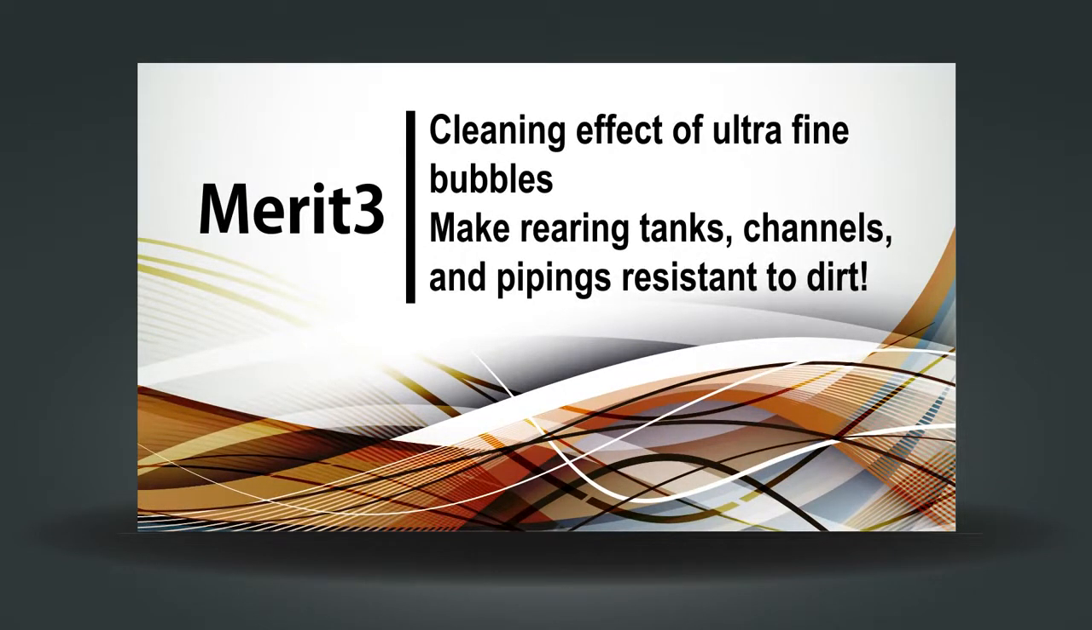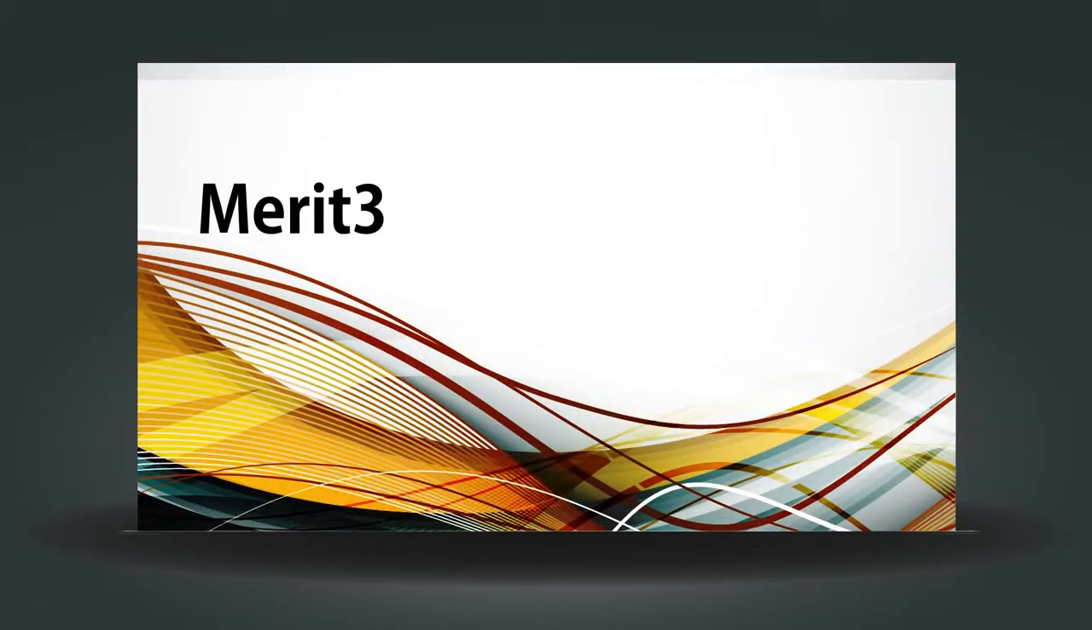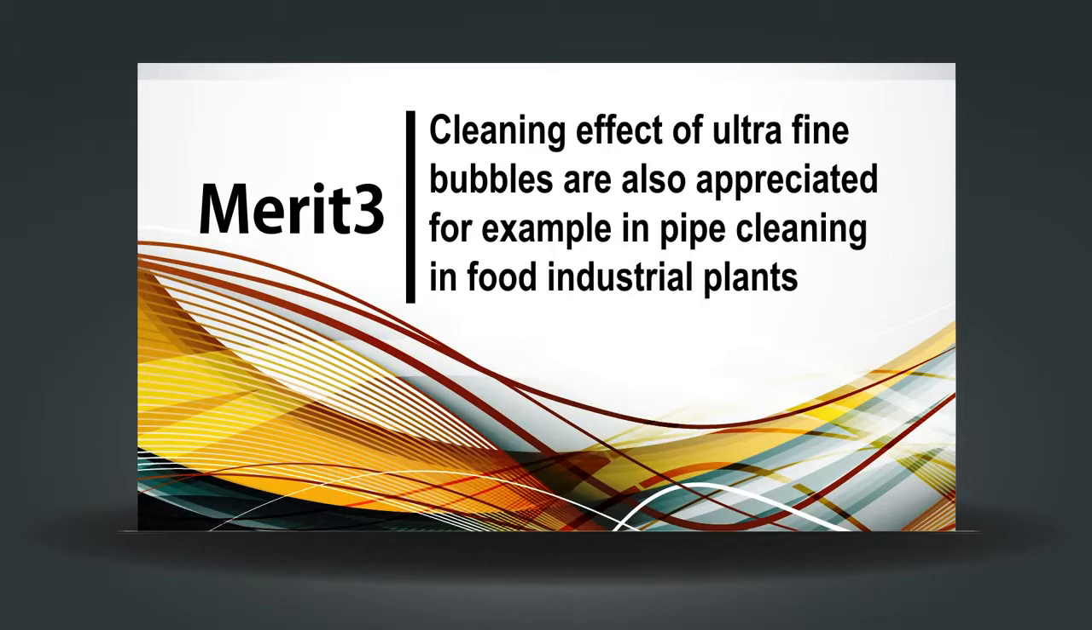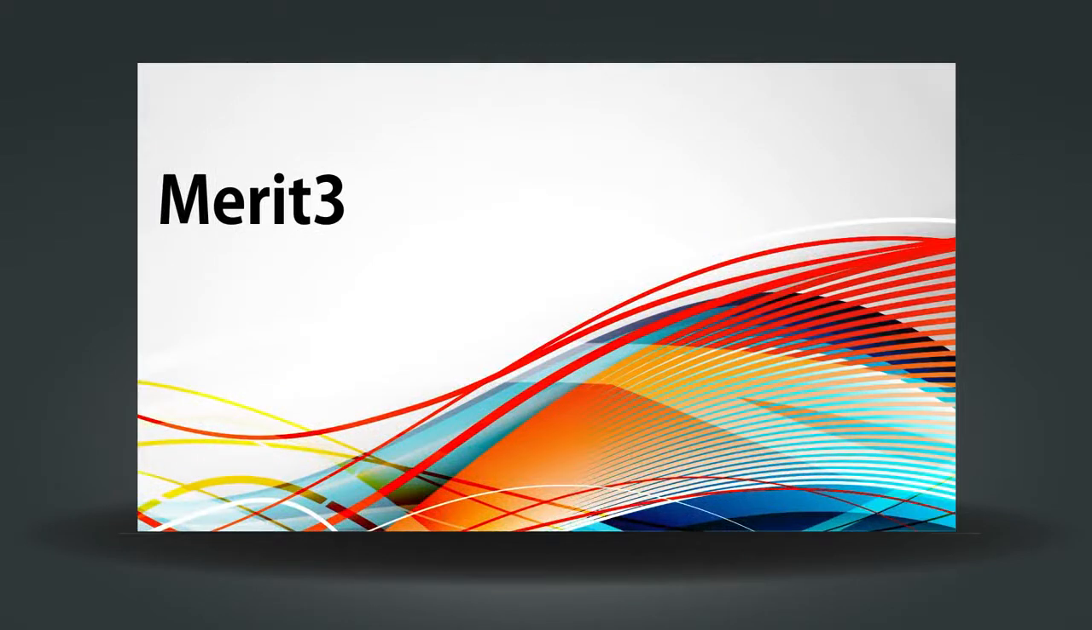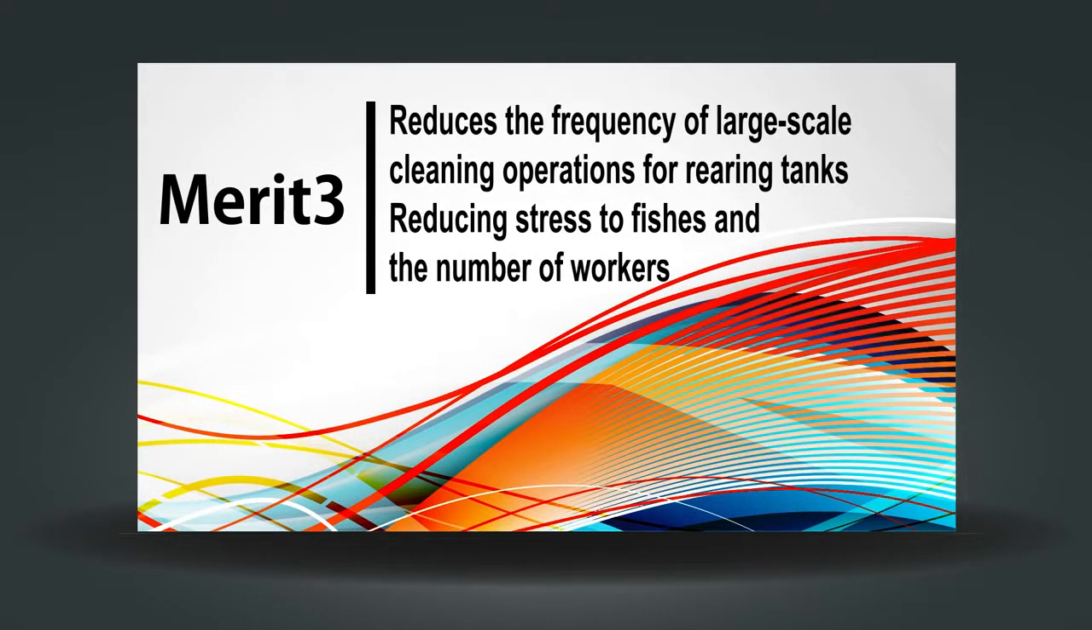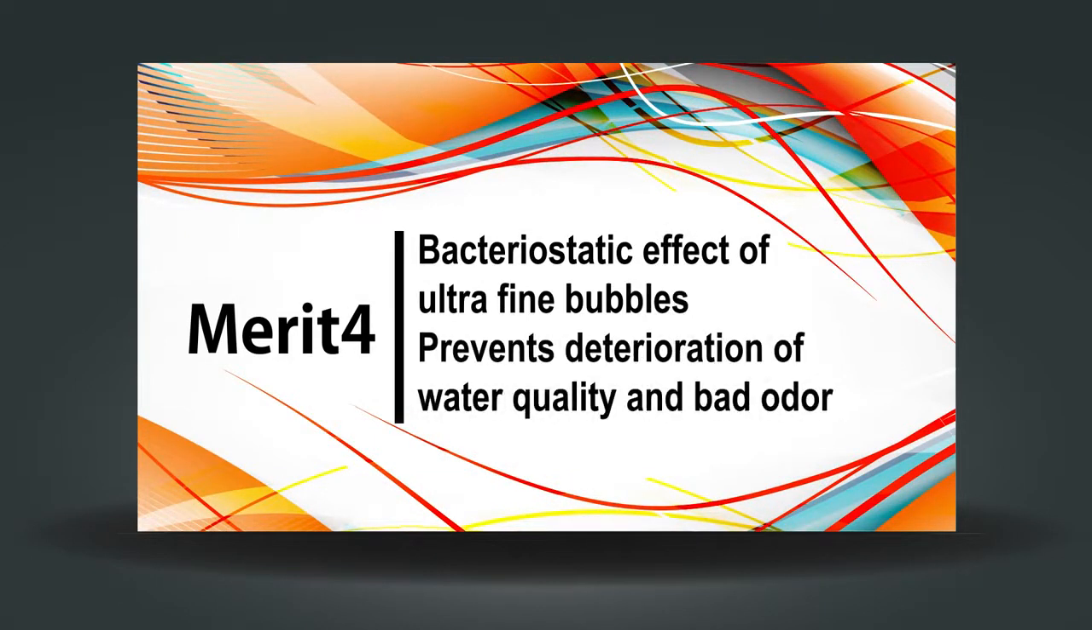Ultrafine bubbles have a cleaning effect, making rearing tanks, channels, and piping resistant to dirt. The cleaning effect of ultrafine bubbles is also appreciated, for example, in pipe cleaning in food industrial plants. This effect reduces the frequency of large-scale cleaning operations for rearing tanks. Accordingly, it is possible to reduce stress to fishes and the number of workers. Ultrafine bubbles also have a bacteriostatic effect to retard decay of excess feed and dead fishes in breeding water tanks. This prevents deterioration of water quality and bad odor.